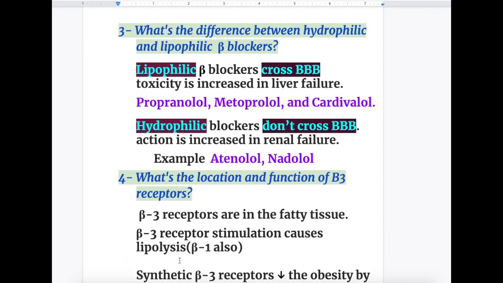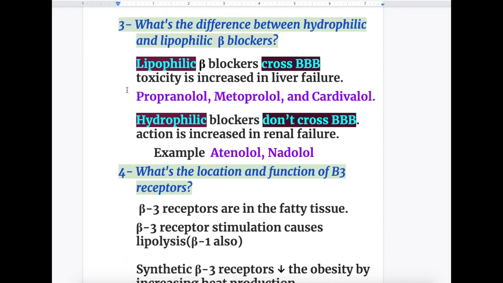Question number three, what's the difference between hydrophilic and lipophilic beta blockers? Briefly here, lipophilic beta blockers cross the blood-brain barrier and toxicity increases in liver failure. Hydrophilic ones don't cross the blood-brain barrier, and toxicity increases in renal failure.